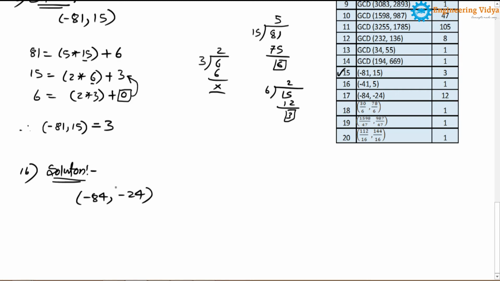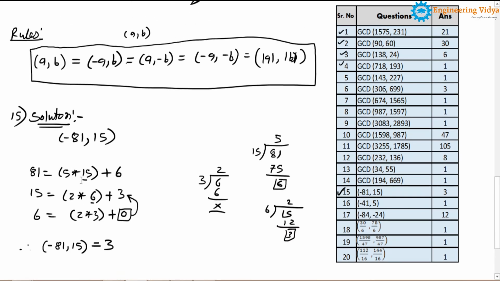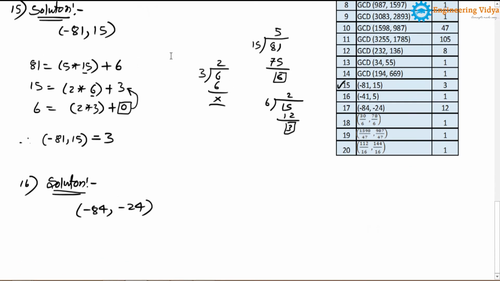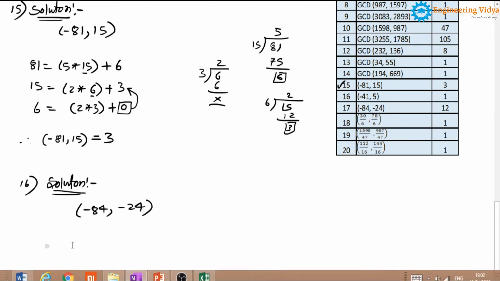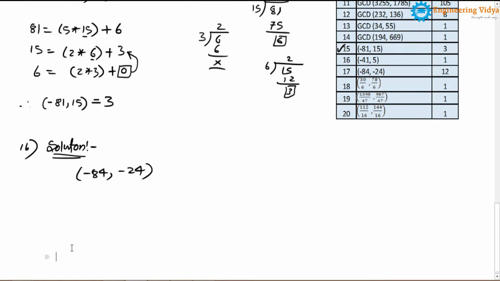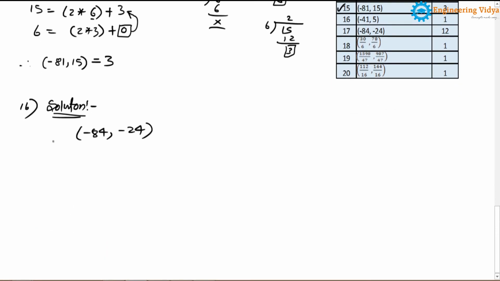To solve this problem, since minus is there, again we'll go to the rule. The rule says that if both operands have a minus sign, like a has minus and b also has minus, in that case this can also be written as a comma b. It means the presence of minus doesn't make any difference. So we'll solve for the positive only, as it is, whatever is given.